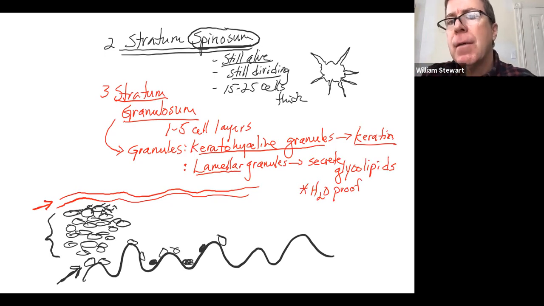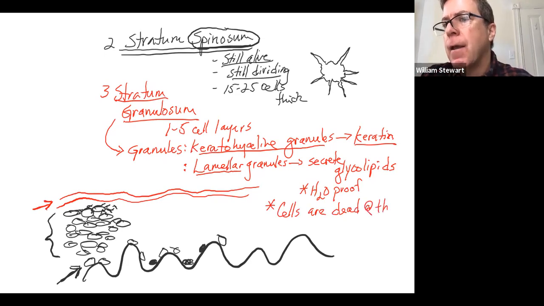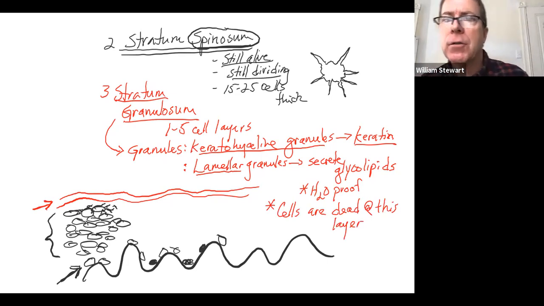Well, last thing I'm going to say about layer 3 is that the cells, by and large, are no longer living once they reach this level. So I'm going to write cells are dead. It's supposed to be an @ sign at this layer. Now I'm going to go on to layers 4 and 5.